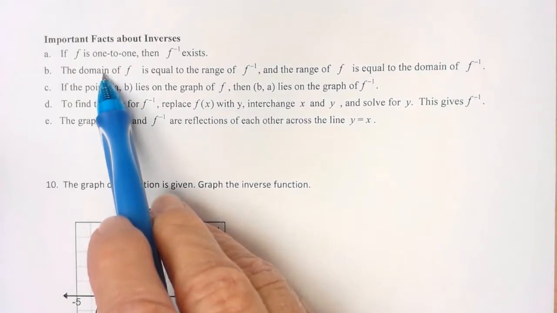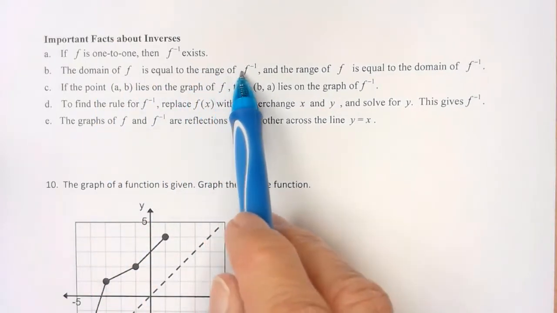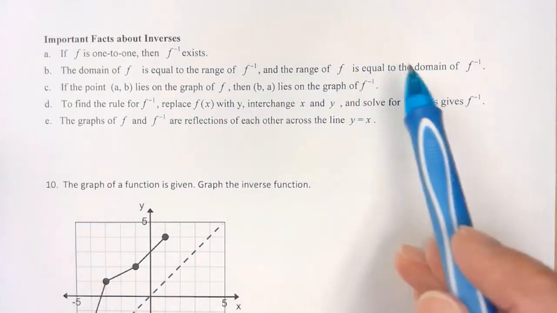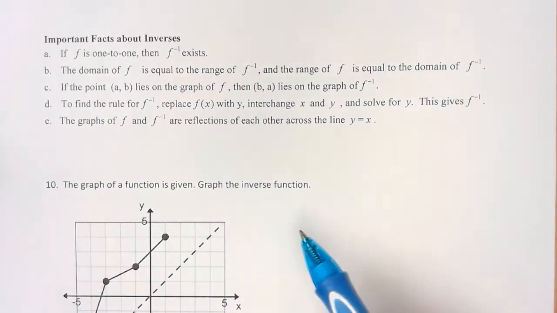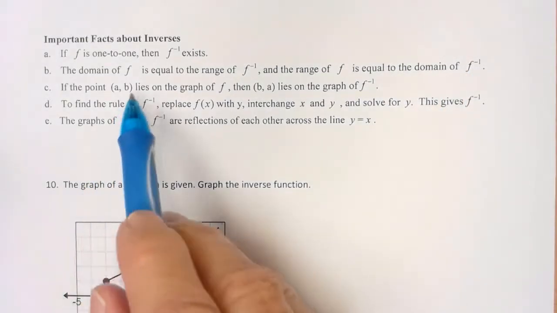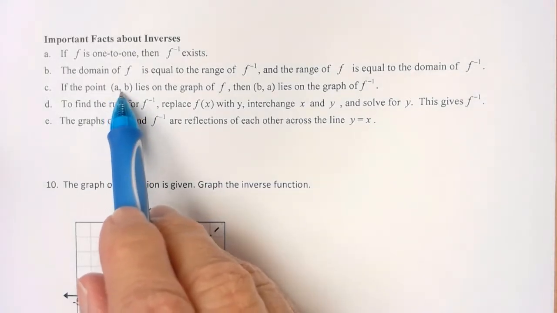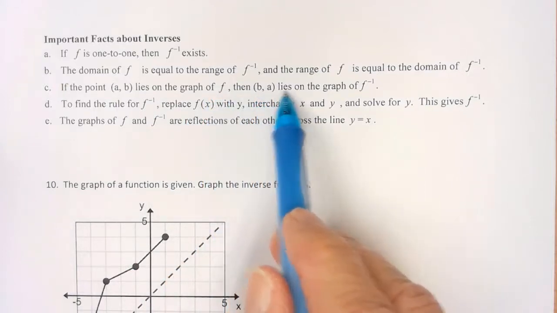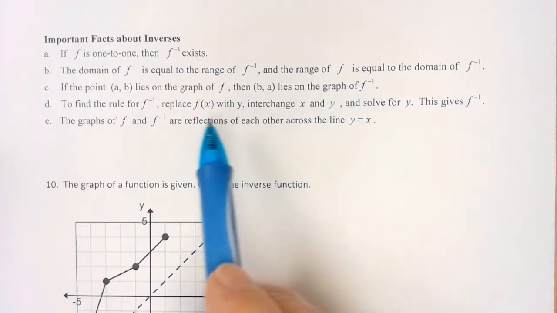So the domain, the x values, are equal to the y values of the inverse. The y values of the function are equal to the x values of the inverse. C is saying about the same thing, except it's just with respect to one point. If (a, b) lies on the graph of f, then (b, a) lies on the graph of f inverse. We'll be using C in just a second.